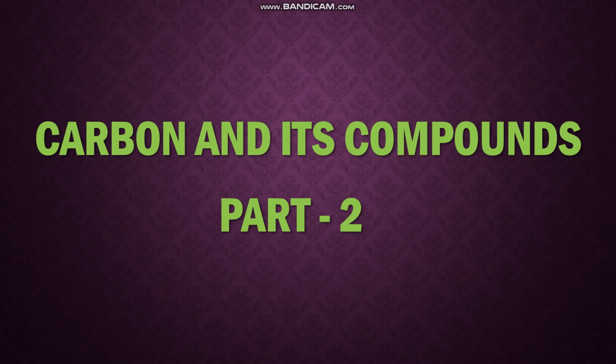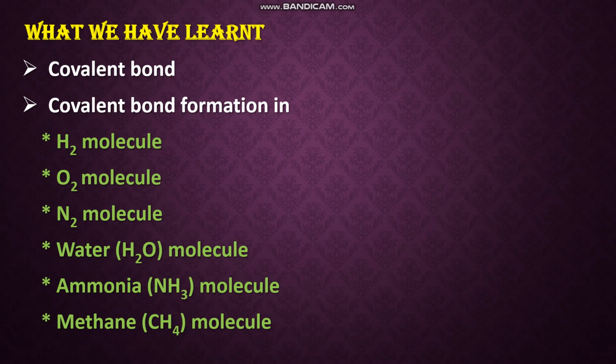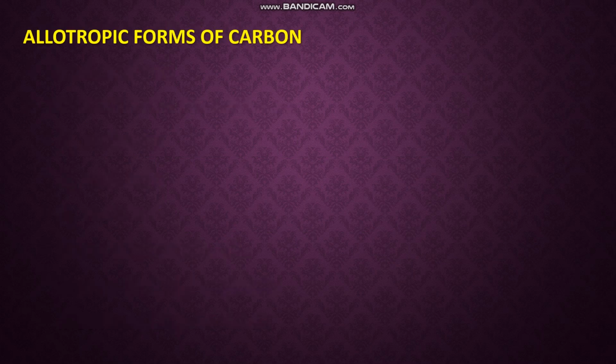Today, let us continue the lesson Carbon and its compounds. In the previous class, we learned what a covalent bond is and the covalent bond formation in some molecules like H2, O2, N2, water molecule, ammonia and methane. Today, we are going to learn about allotropic forms of carbon.